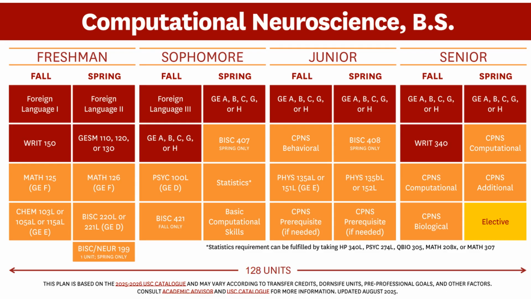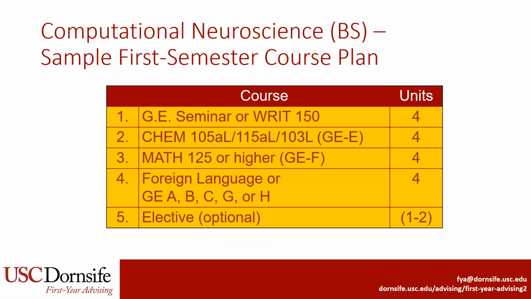pre-health. This is a sample first semester course plan for students in computational neuroscience. All first-year students are required to take a GE seminar and Writing 150 in their first year. These should not be taken in the same semester. We recommend students start with math, either Calculus 1 or 2, and chemistry. BIS 220 will be recommended in the spring semester. If you are pre-health, you may choose to take either chemistry or biology with math, or take both chem and biology in the first semester.